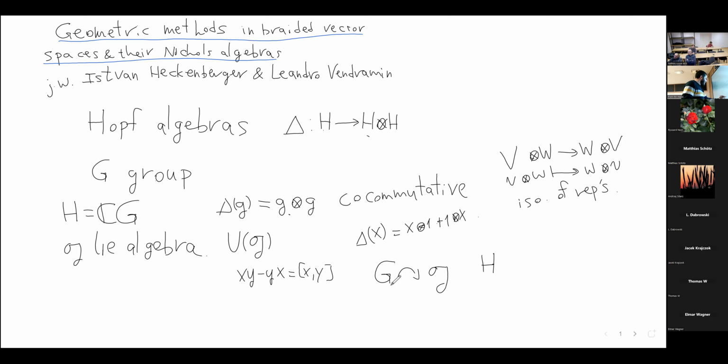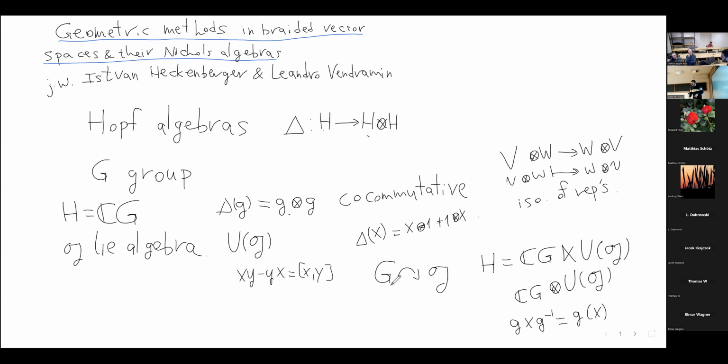I can take CG and take something that I call the semi-direct product with U of g. As a vector space, this would just be CG tensor U of g. And when I say semi-direct product, I mean that I have the relation that g x g inverse is going to be equal to g of x. The co-multiplication would be defined as the product of the co-multiplication on the group algebra and the universal enveloping algebra.